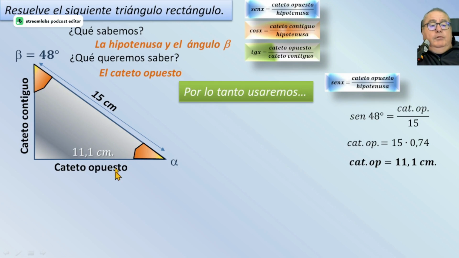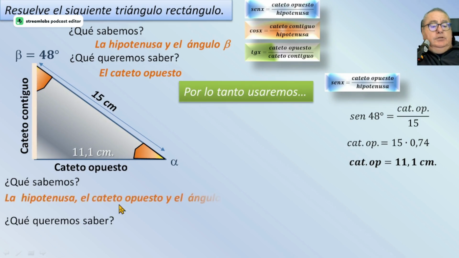Well, we return now to finish the problem by asking ourselves the necessary questions so that we know what we want to know. We know everything about the hypotenuse and beta angle from before, and we also already know the opposite leg. So what do we want to find out? Well, we want to find out the length of the adjacent leg.